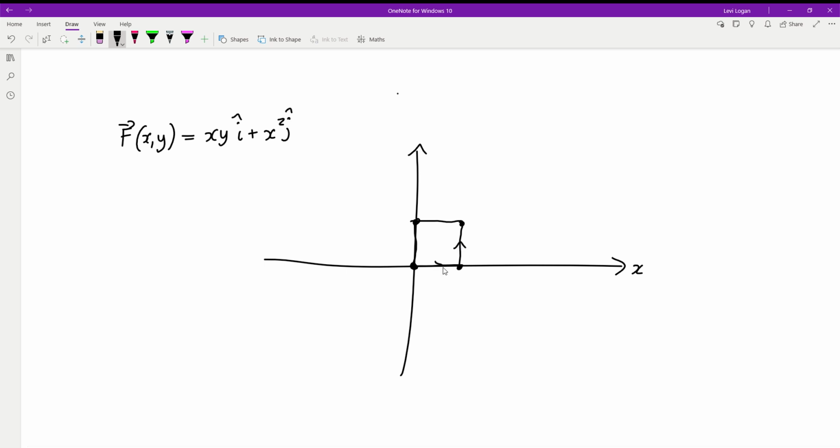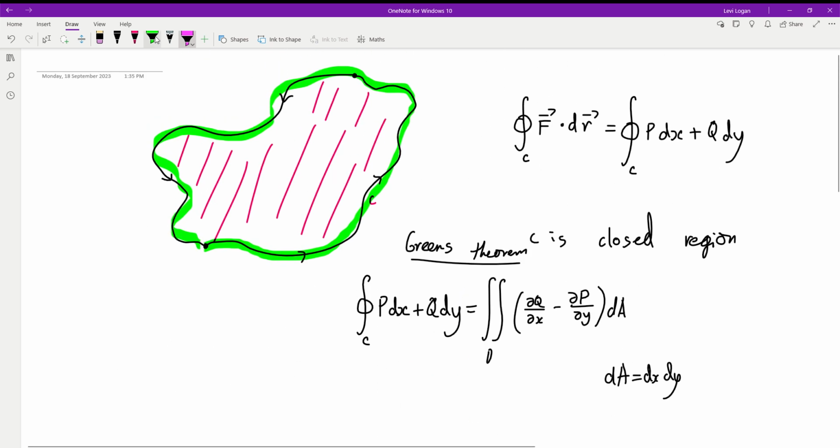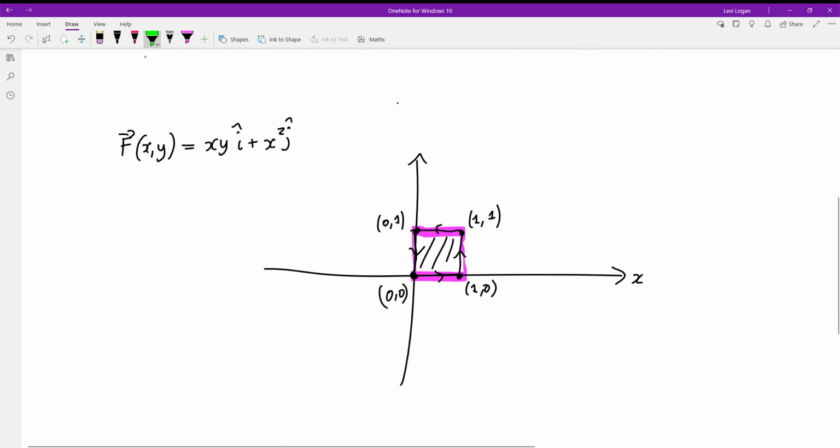So it starts at (0, 0), goes to (1, 0), then goes to (1, 1), then goes to (0, 1), and then back to the starting point. So this is our closed region here. Okay, so this line integral, this is our path C. Our path C is going around here like this, pretty much. So it's not as arbitrary as the drawing I had up here, where this represented my path C. This here is now my path C, the purple region, sorry.